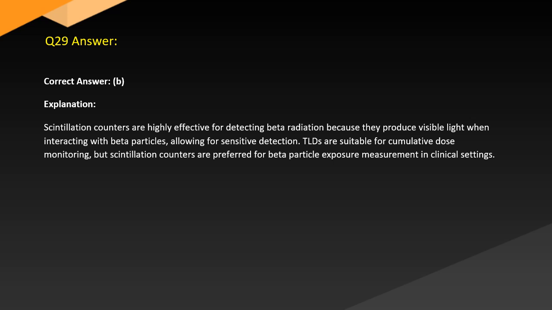Answer. Correct answer, B. Explanation. Scintillation counters are highly effective for detecting beta radiation because they produce visible light when interacting with beta particles, allowing for sensitive detection. TLDs are suitable for cumulative dose monitoring, but scintillation counters are preferred for beta particle exposure measurement in clinical settings.